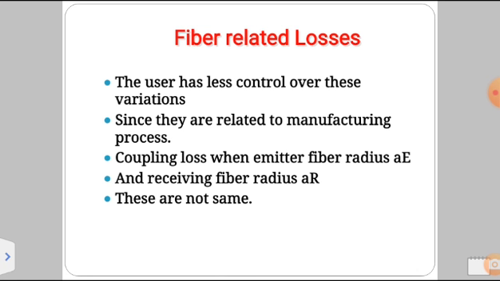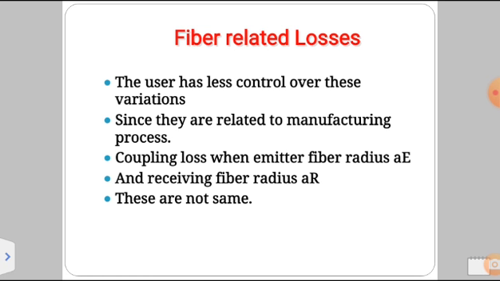And since they are related to the manufacturing process, one more thing is coupling loss when the emitter fiber radius, that is AE, and the receiving fiber radius AR. So we have to compare these two. That means we are joining two fibers together, either by a splicing mechanism or by means of connectors. That is known as connectorization. So we have to interface core to core and cladding to cladding.